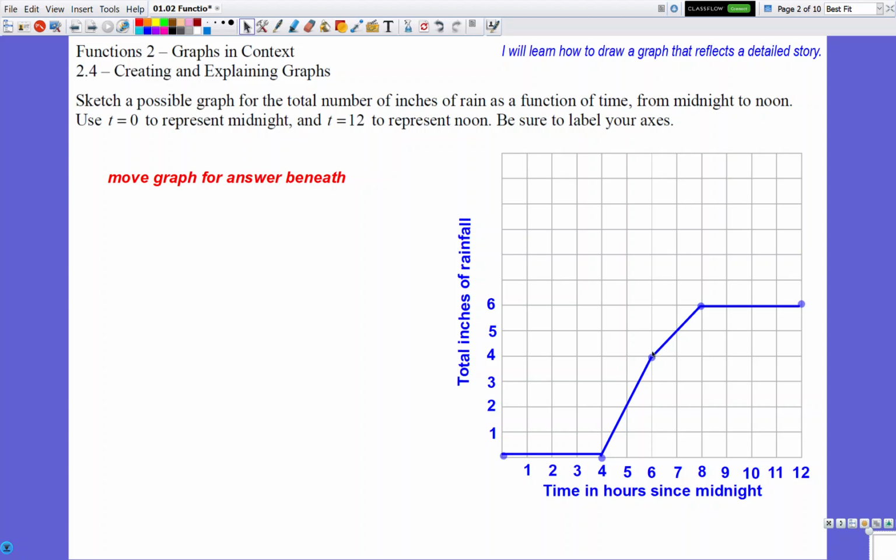Okay, and then my next dot is at 8, 6. So 8, 6 is going to be 8 a.m., because the 8 on the x-axis stands for 8 a.m., and 6 on the y-axis stands for 6 inches of rain has fallen so far.